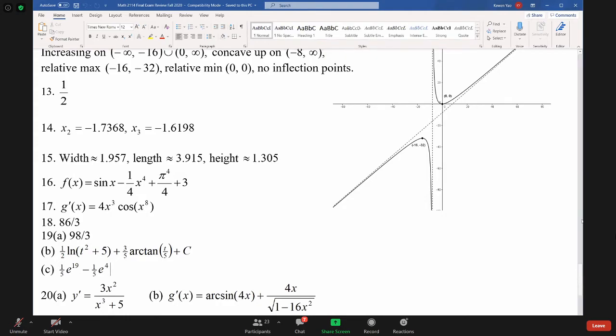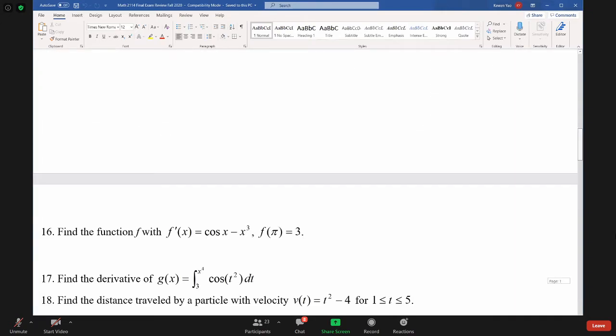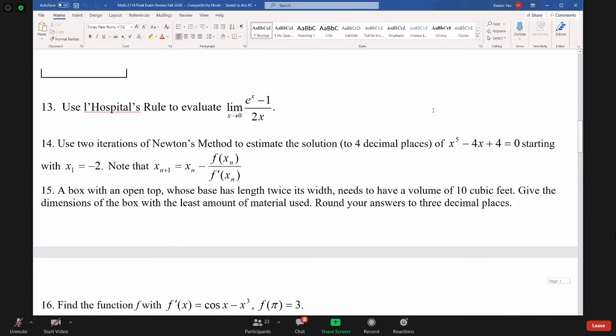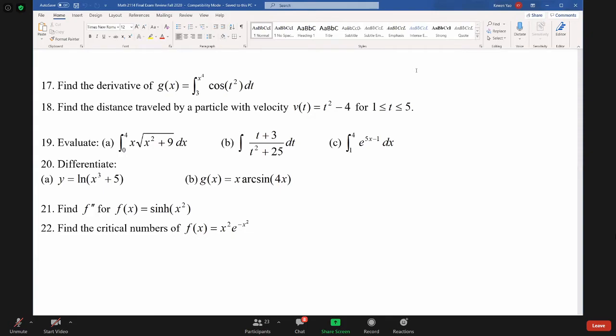Now let's do the last one, number 19. This is C. Again, this is definite, right? So how to do definite is the same thing. Use substitution, u equal to 5x minus 1. And then du is easy to find. Find the derivative, which is 5 times dx. Don't forget dx there. Now you change the lower limit and upper limit.